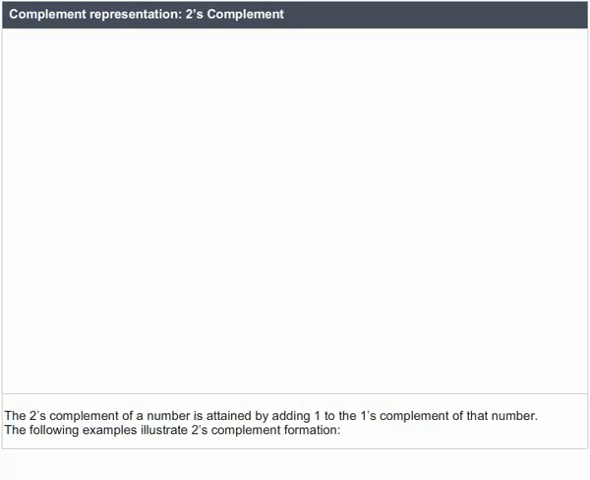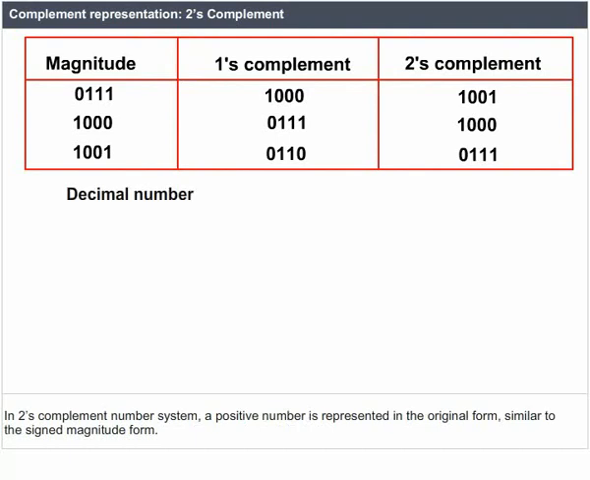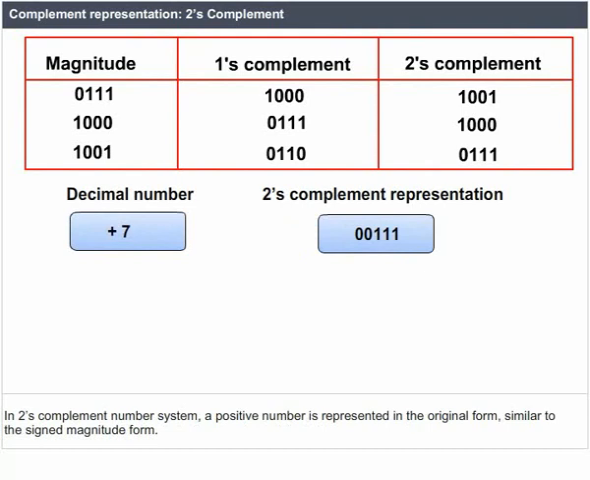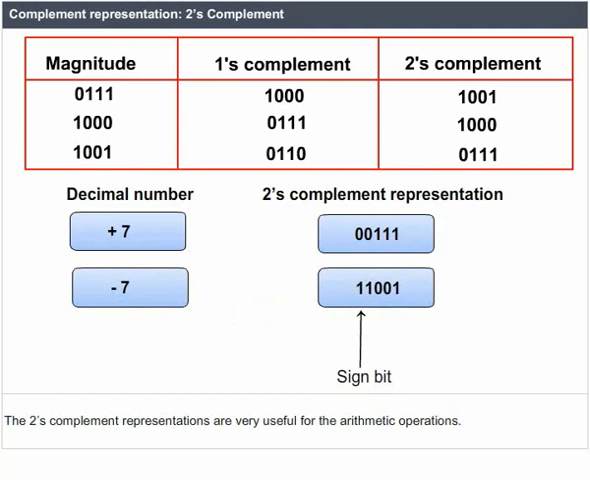Complement representation, 2's complement. The 2's complement of a number is attained by adding 1 to the ones complement of that number. The following examples illustrate 2's complement formation. In the 2's complement number system, a positive number is represented in the original form, similar to the signed magnitude form. In the case of a negative number, the sign bit is 1 and the magnitude is put as 2's complement. The 2's complement representations are very useful for arithmetic operations.